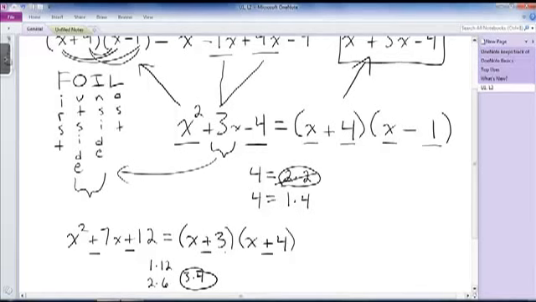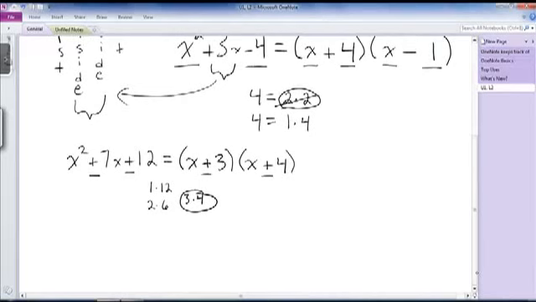Let me see if I can come up with some more space. I'm going to keep going down. We can always add more space on the bottom. Okay, how about x squared plus 5x plus 6.